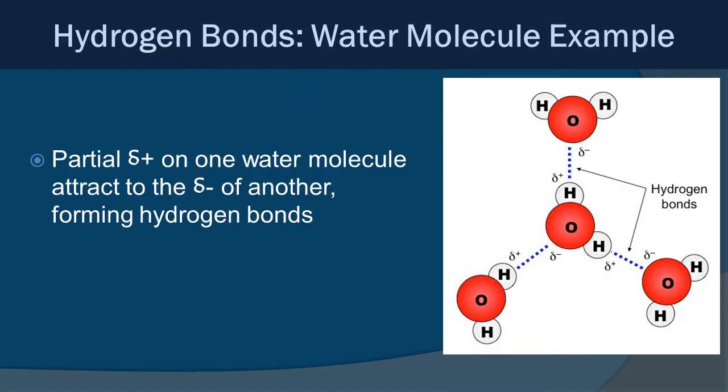So the partial positive on one water molecule attracts to the partial negative on another, forming a hydrogen bond. Don't confuse hydrogen bonds with the covalent bond between an oxygen and a hydrogen within a water molecule. This is something students sometimes do.